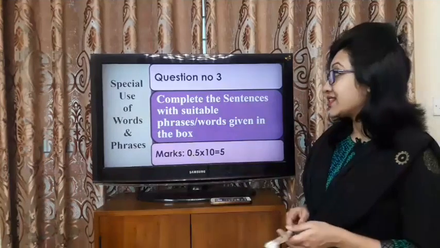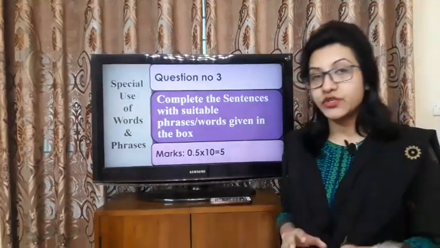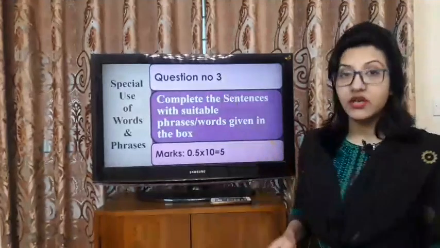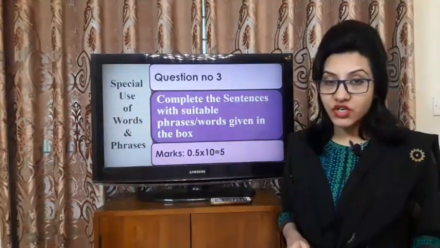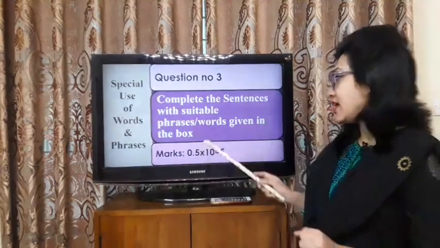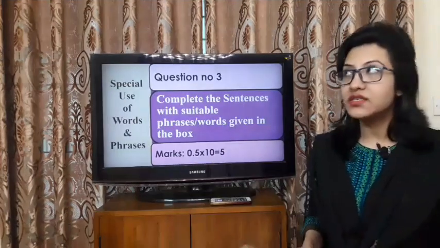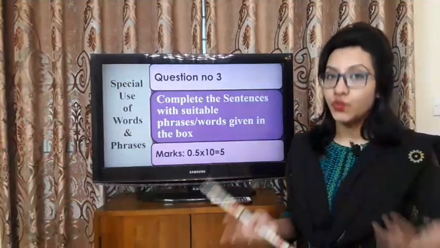Special use of words and phrases. I hope it is clear to you. It is going to come as question number 3. We have 10 questions, 0.5 mark for each question. In total, we have 5 marks. And clues will be given. So this is just simple fill in the blanks with clues.